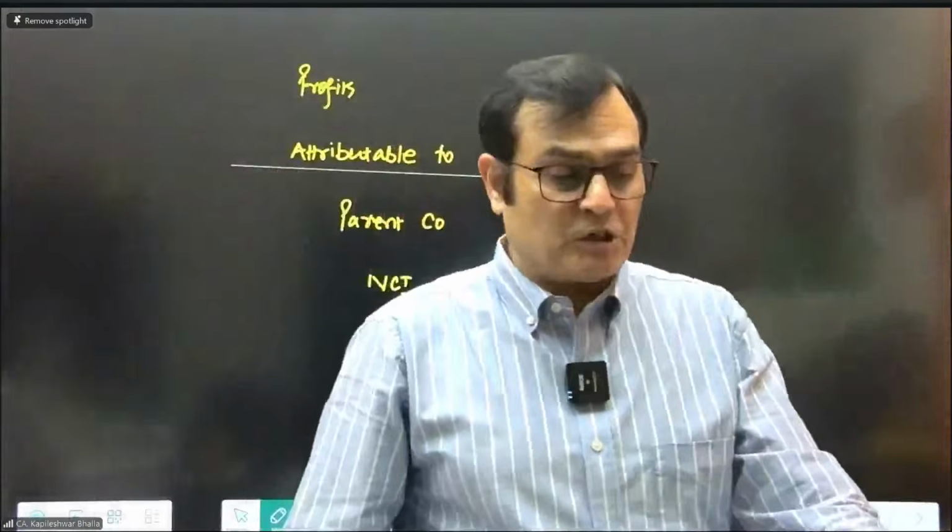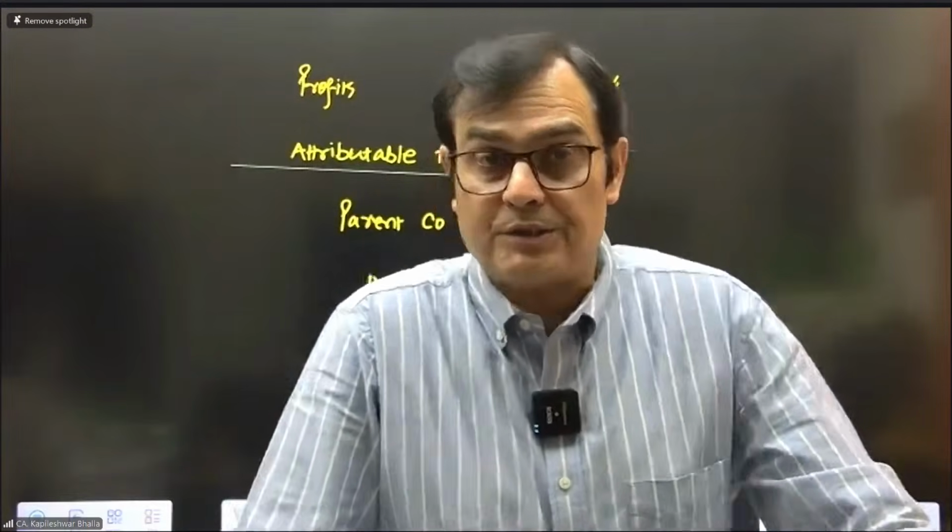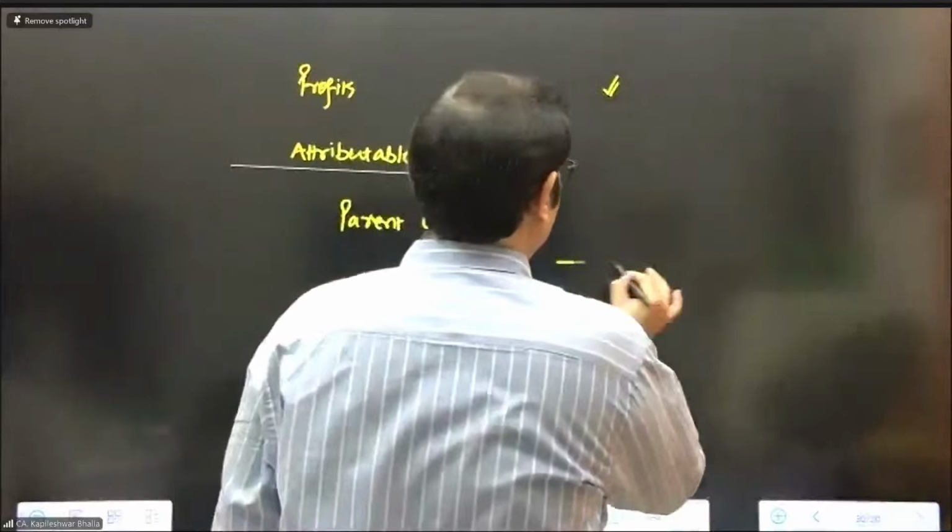So when you're splitting the profits in the consolidated P&L between the parent and the NCI, you need to calculate the share of NCI on a separate basis. So this figure needs to be computed.